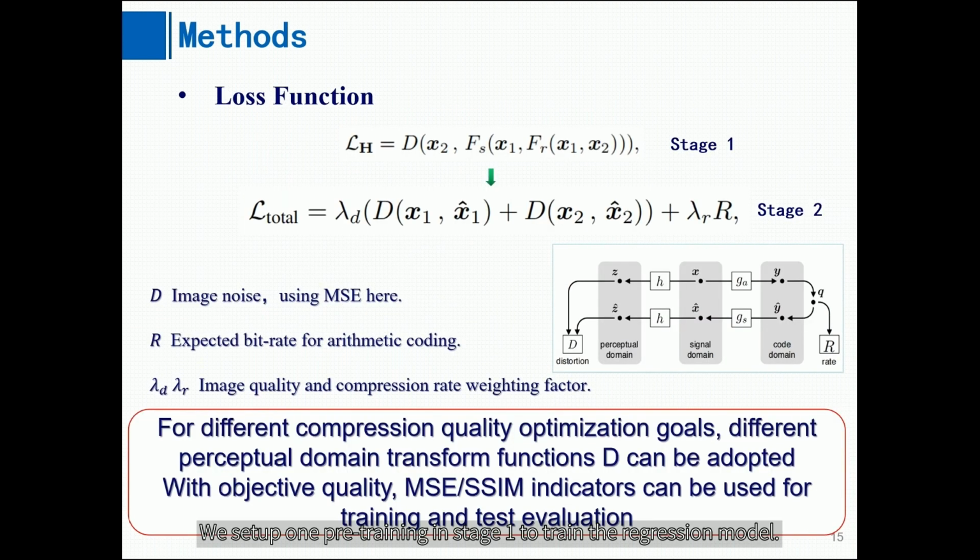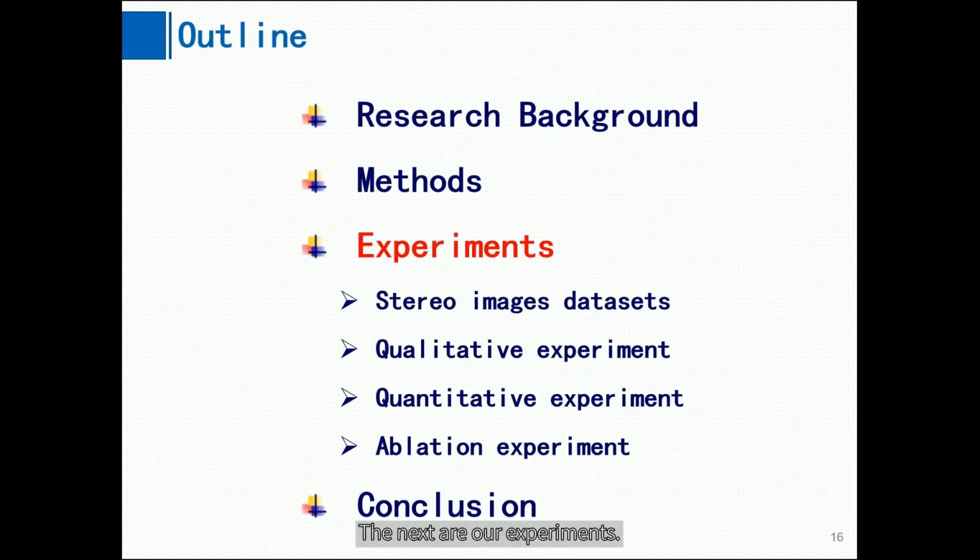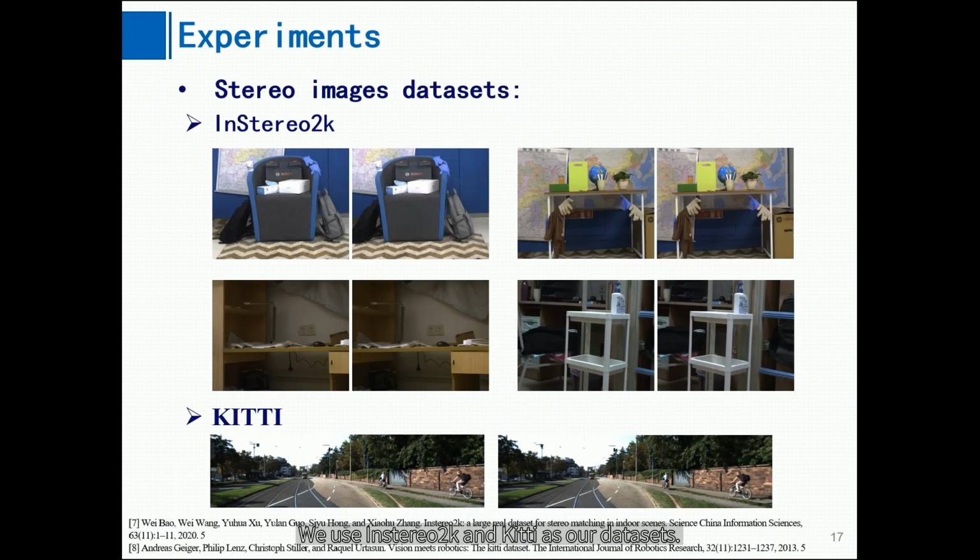We set up one pre-training in stage 1 to train the regression model. In codec training, the loss function has two components, image noise and expected bitrate. The next are our experiments. We use InStereo2K and KITTI as our datasets.